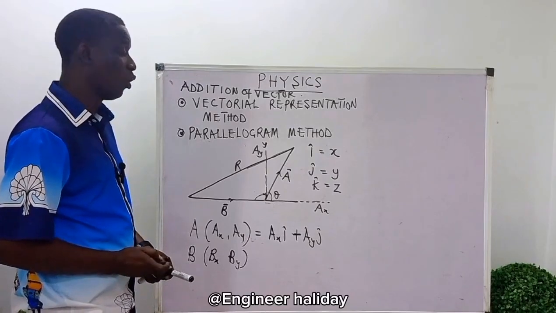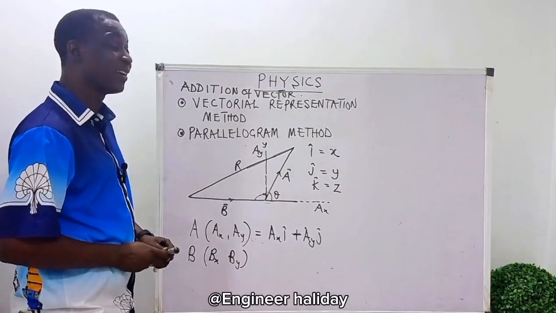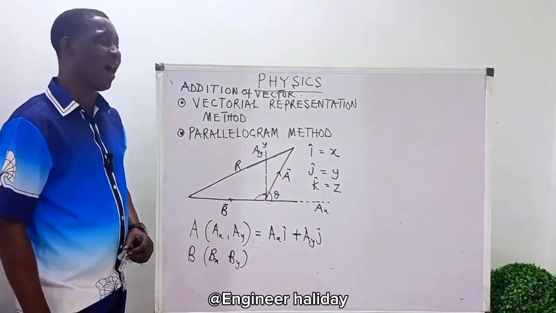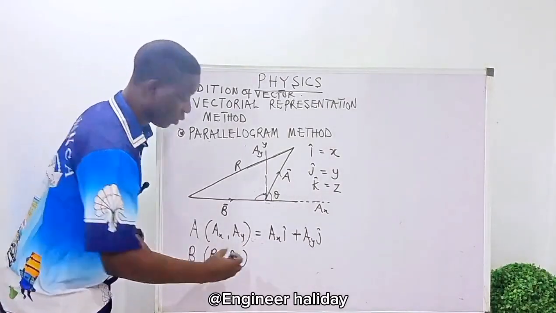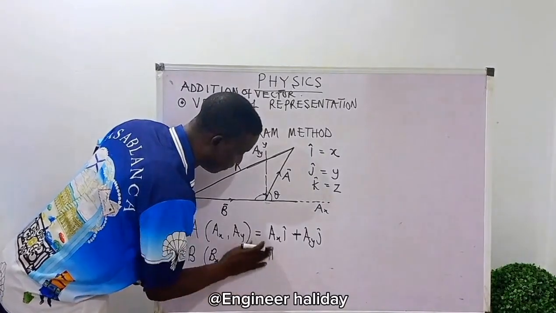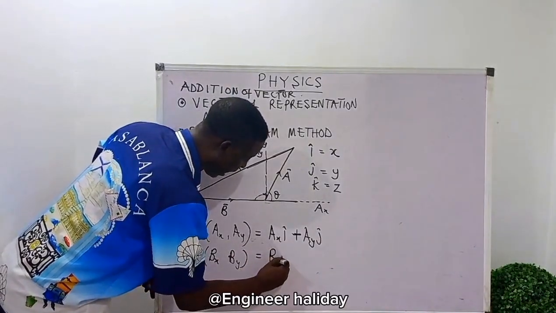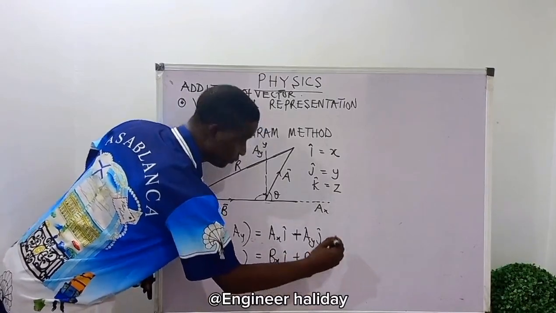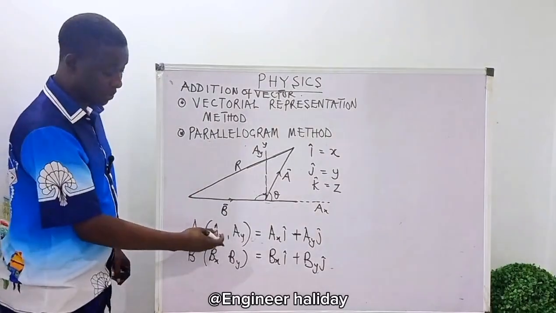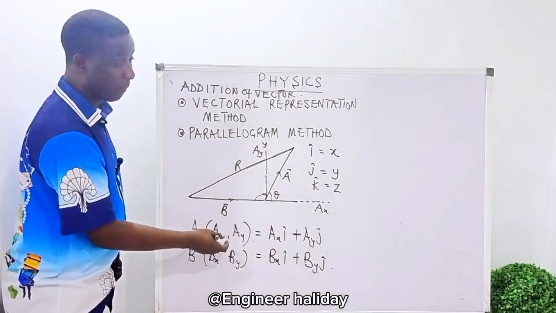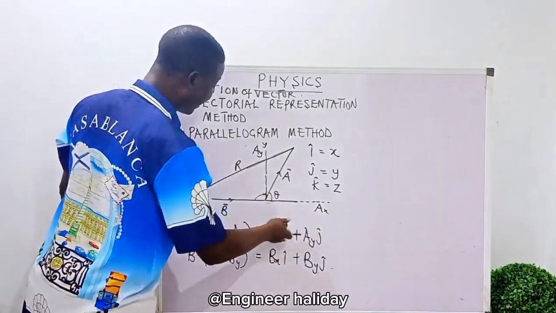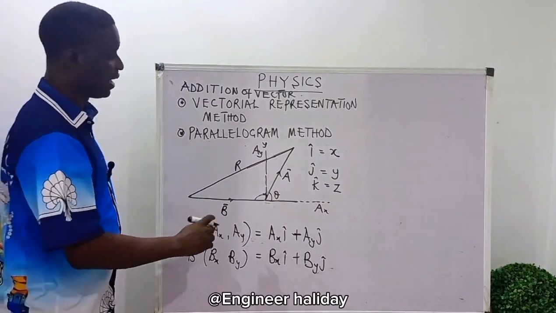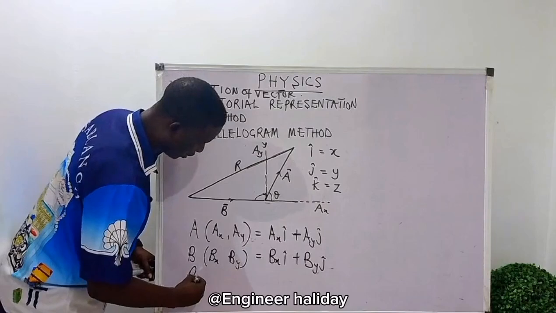Don't forget, a unit vector is a vector that has a magnitude of 1. So let's say this one is Bx i, and here is, let's say, By j. Now you can write it like this, in row form, and this is what we call coordinate form or vectorial form. Now let us find the resultant.